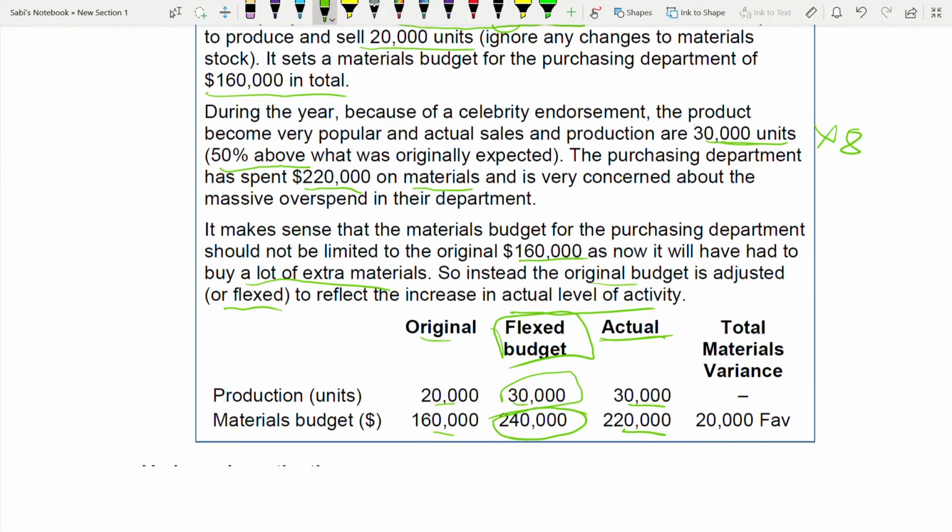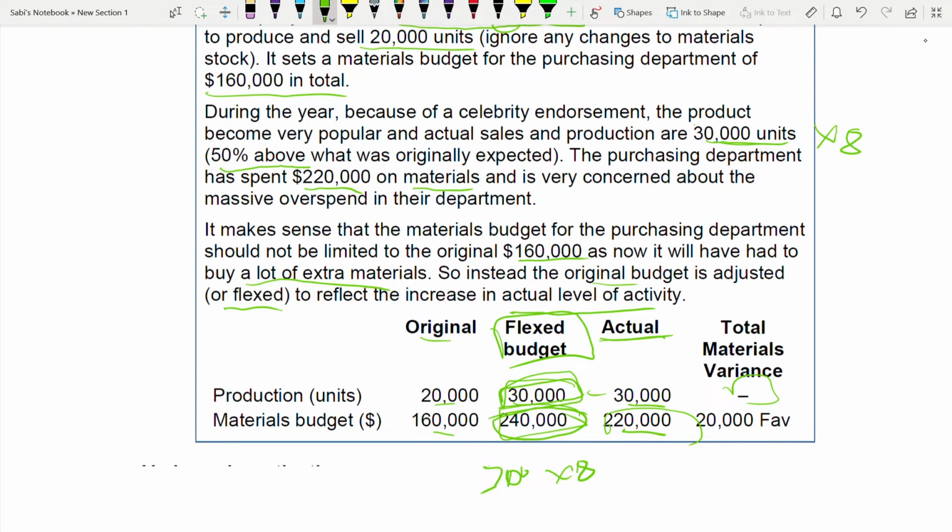Flex budget minus actual. So here if you see, flex budget is 30,000, actual is 30,000. Why is flex budget 30,000? Because now you are bringing it to the activity of 30,000 units. With this you are comparing. You only have changed the material budget. You have just multiplied 30,000 by 8 this time. And this they have already given, the actual cost. Okay. So that's why here you will not get any variance.